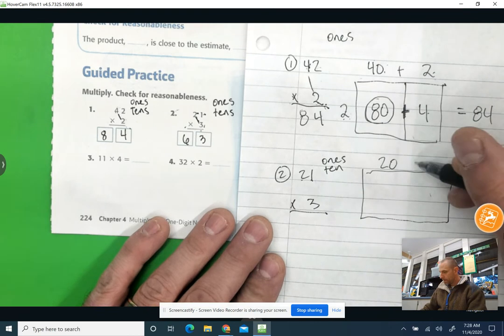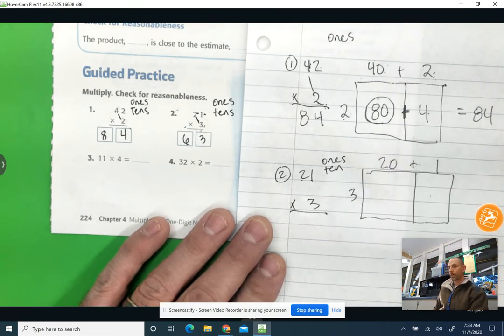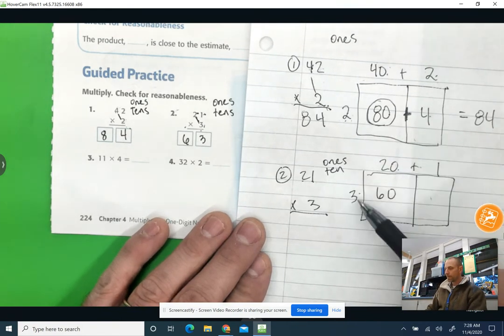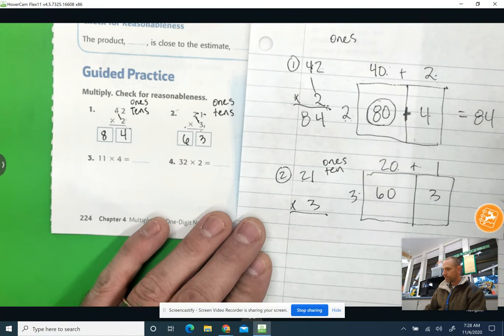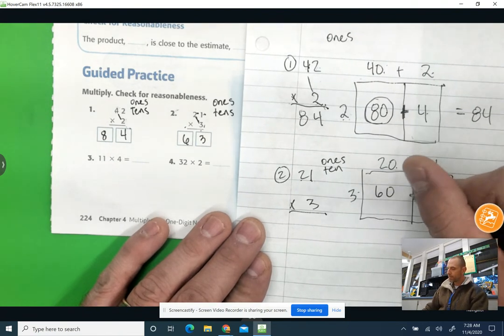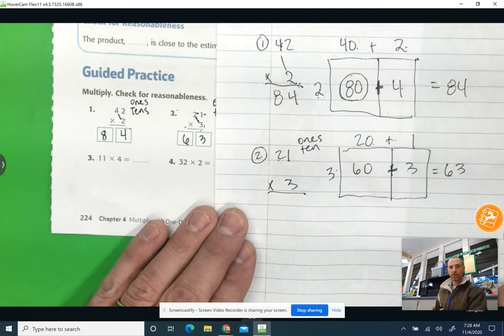20 plus 1, 3. 3 times 20 is 60. 3 times 1 is 3. Add them together. Your final answer is 63.